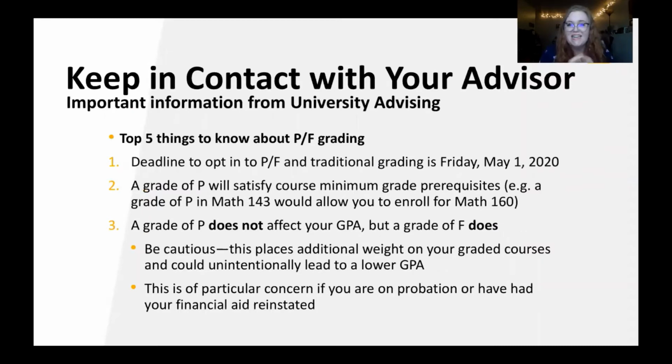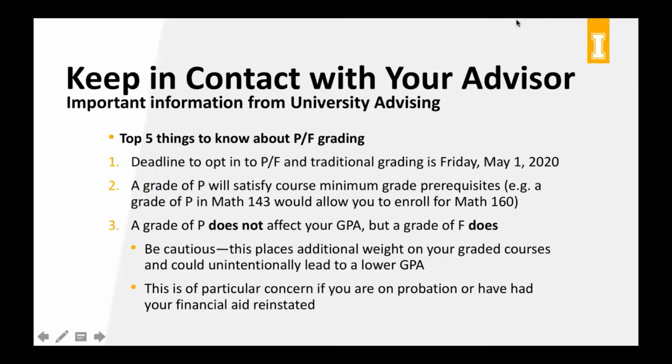And on that, you want to keep in contact with your advisor. So I have some important information from University Advising about the pass-fail grading option that is up. So I know that lots of people have had lots of questions, and hopefully Kristen can help us during our Q&A portion to answer some of those, but some general information or the top 5 things to know. So one is that the deadline to opt into pass-fail and traditional grading is Friday, May 1st, 2020.